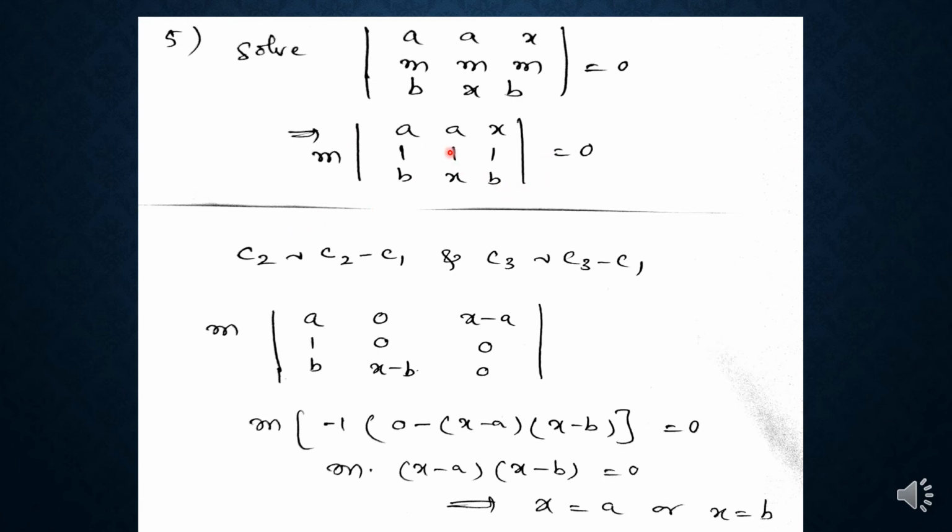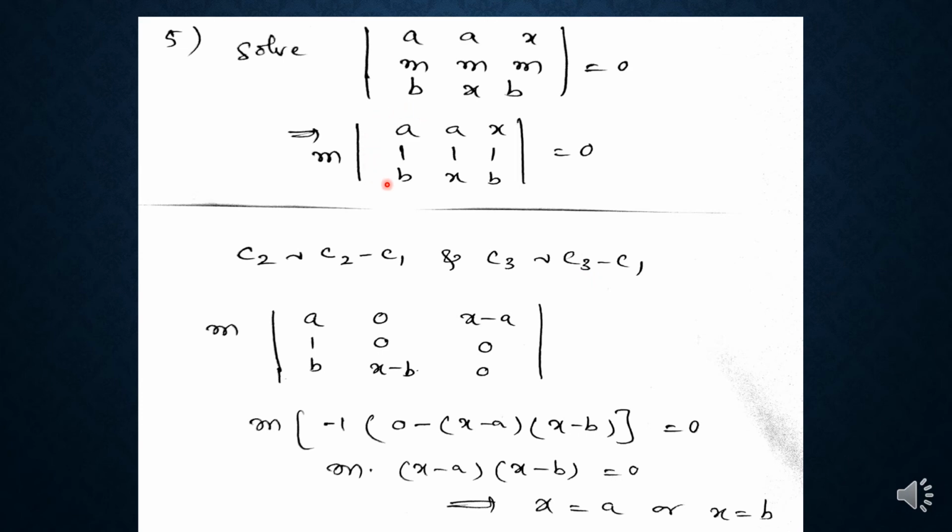Now to make two ones as zeros, C2 changes to C2 minus C1. C2 elements are changed because we are making one as 0 in the second column. In the third column also we are changing the one as 0. That's why we are doing these two operations: C2 changes to C2 minus C1 and C3 changes to C3 minus C1.